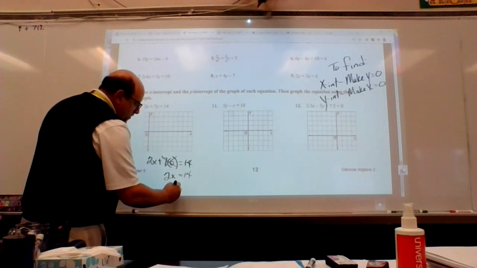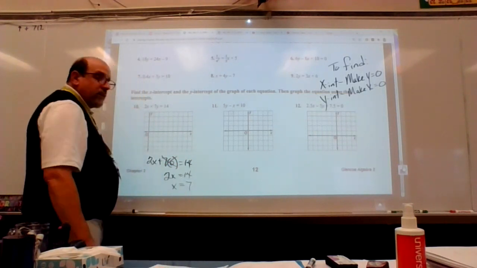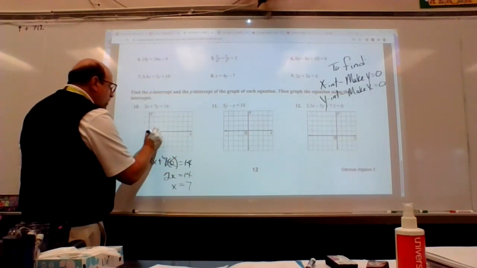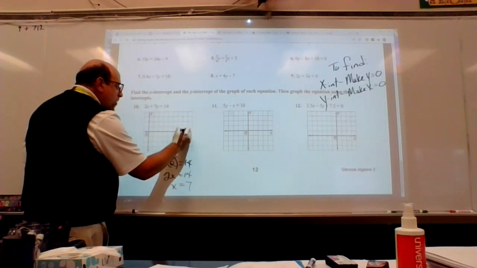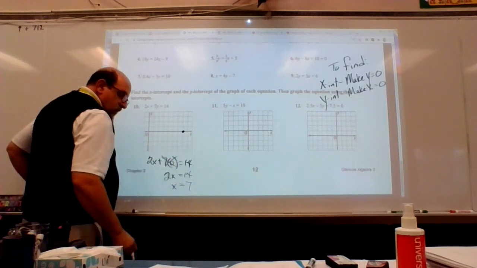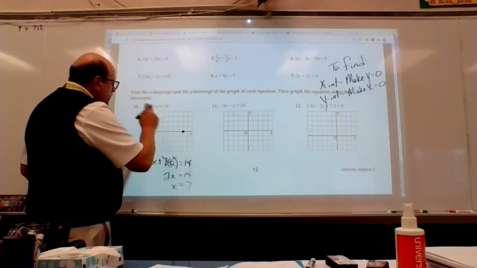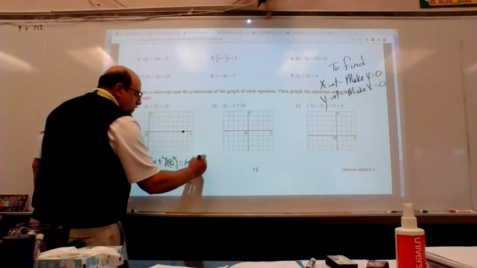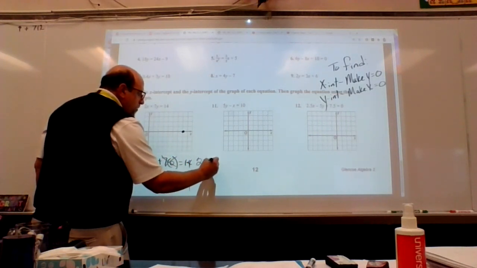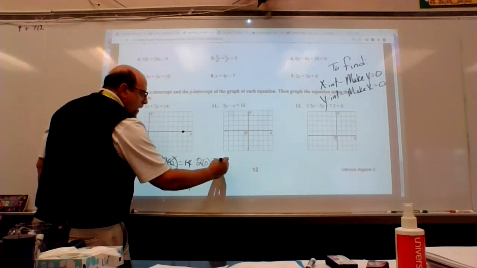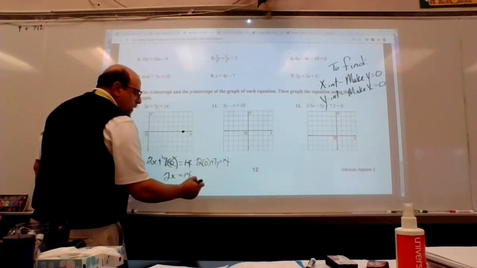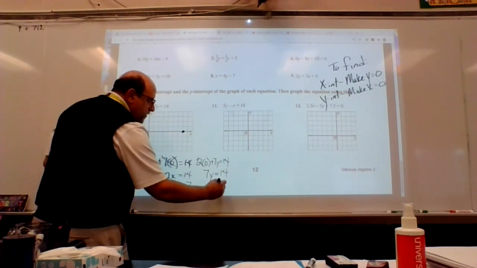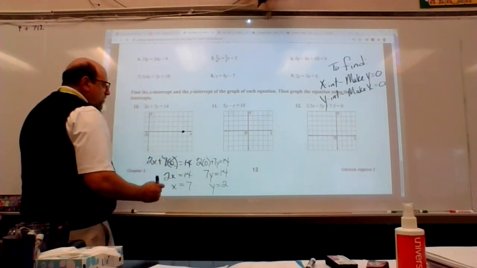Everybody knows that 2 times 7 is 14. There we go. So we say that x is 7. We count to 7. 1, 2, 3, 4, 5, 6, 7. We make a dot. So far, so good, right? Let's make x 0 to find our y-intercept. So 2 times 0 plus 7y equals 14. All right, well, 7y equals 14. Y has to equal 2 because 7 times 2 is 14.